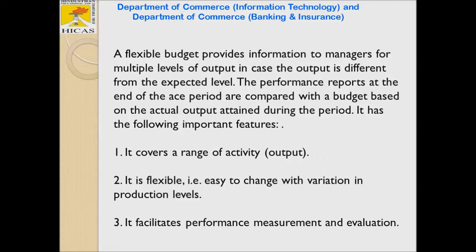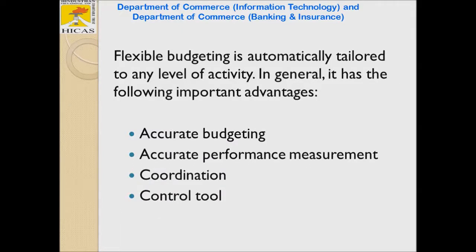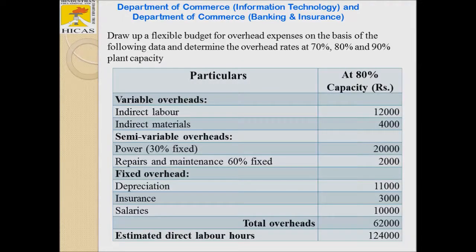It has the following important features. It covers a range of activity, which means the output. It is flexible, that is, easy to change with the variation in production levels. It facilitates performance measurement and evaluation. A flexible budget is automatically tailored to any level of activity. In general, it has the following important advantages: accurate budgeting, accurate performance measurement, coordination of activities, and a control tool for the activities undertaken. Now we'll discuss it with an example.